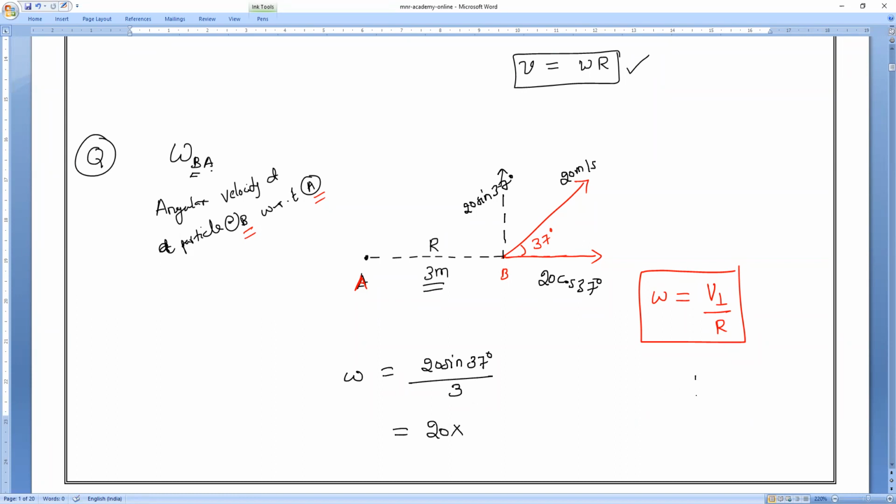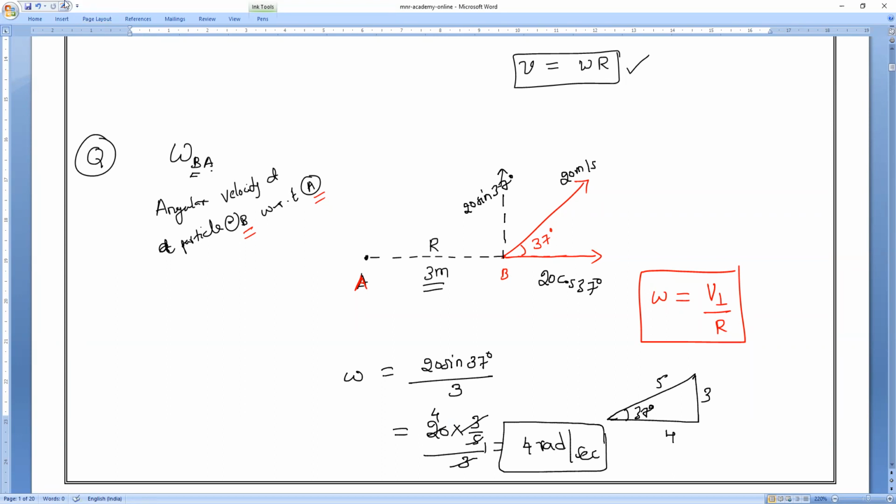Now sin 37. Apply the triangle, the well-known triangle. For 37, what is the angle? This is the 37, so here 3, here 4 and here 5. So sin 37 value is 3 by 5, divided by 3. So 3 will get cancelled. 5 ones are 5, 5 fours are 4. So what is the answer? 5 radians, sorry, 4 radians per second. 4 radians per second. Understood?